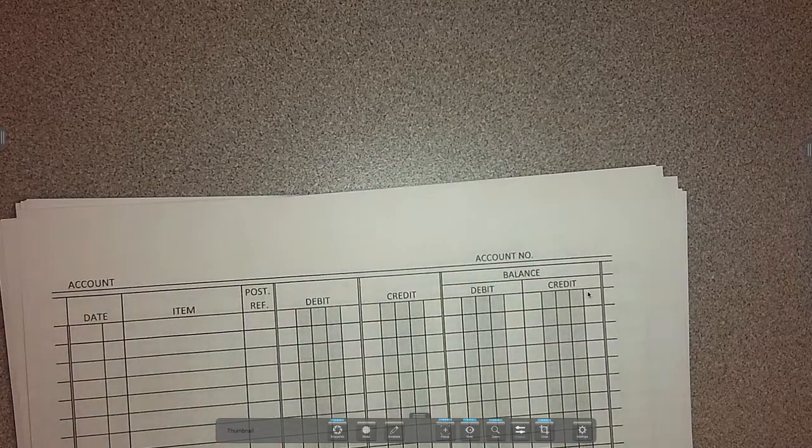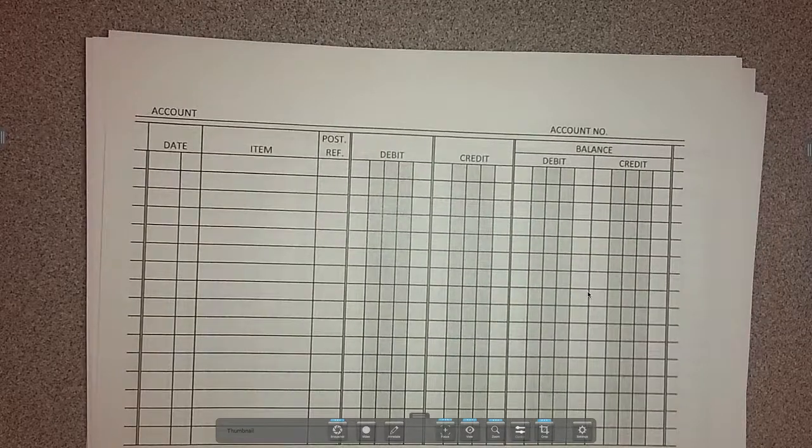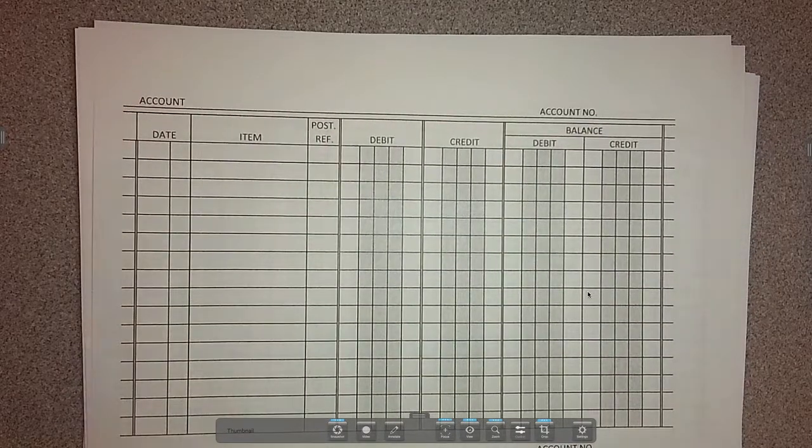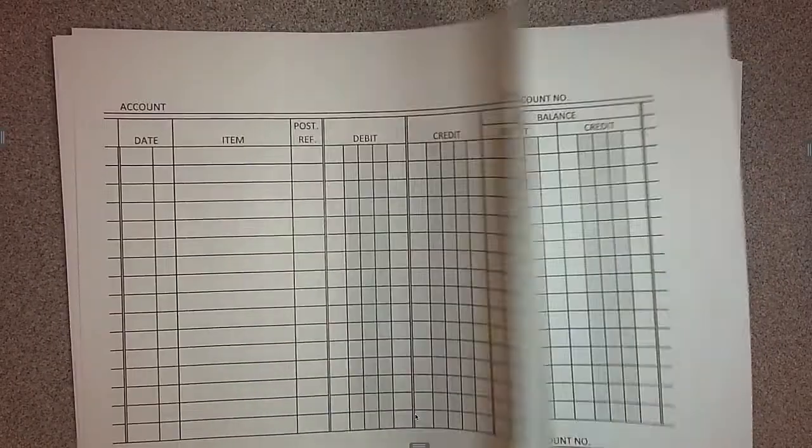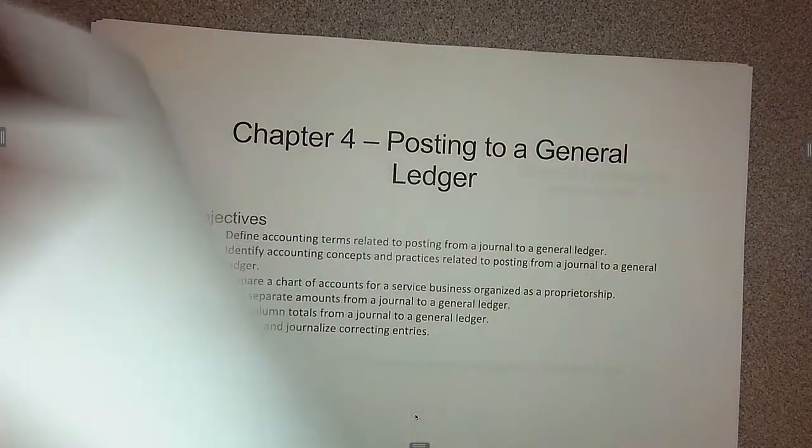Okay, you've got lots and lots of paper. You have a journal that's complete because that's what we did for chapter 3. And you need that to do chapter 4. And then you've got these pages. Those are the ledger pages that we're going to deal with in this chapter. And so you should have 3 of those.